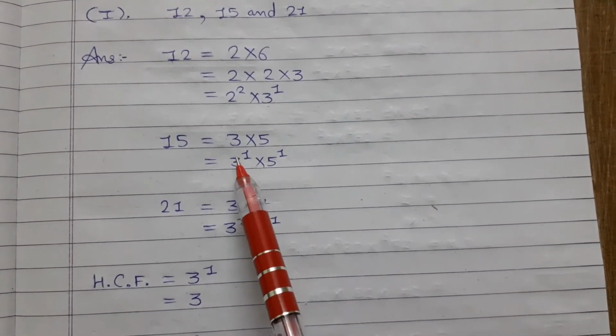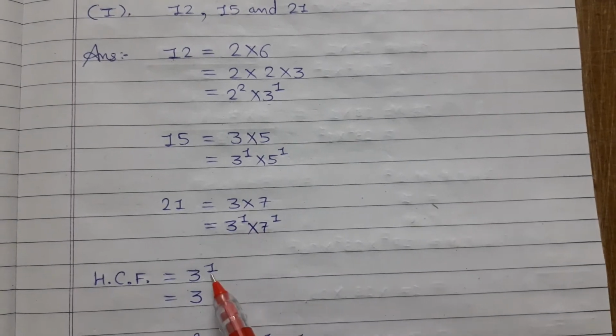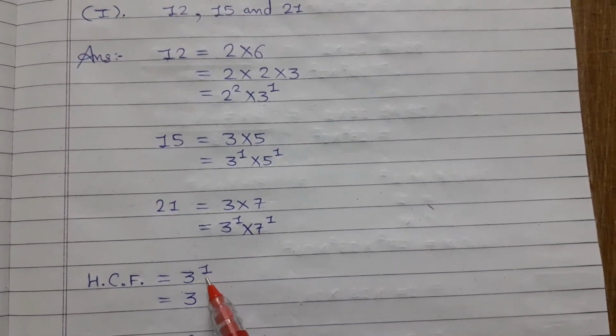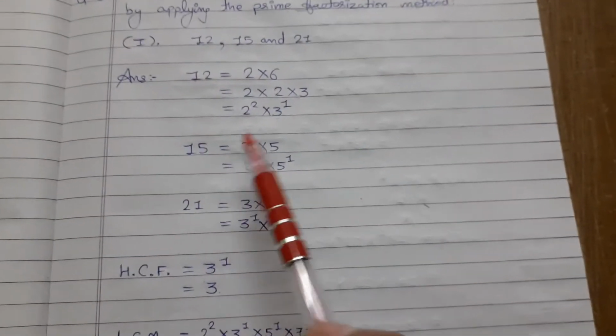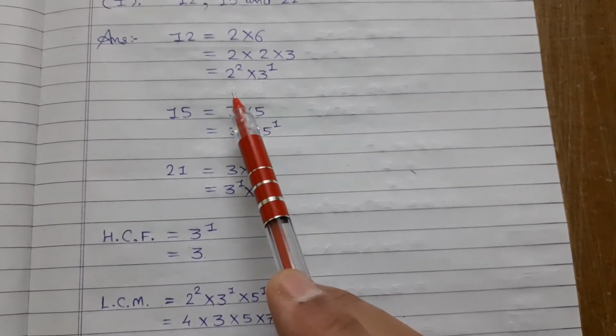Here also 3 raised to 1, here also 3 raised to 1, here also 3 raised to 1. So we will take HCF as 3 raised to 1, which means 3. To find the LCM, we will take the maximum power, whether it is common or not.